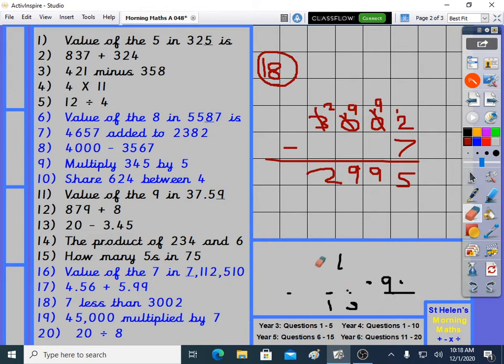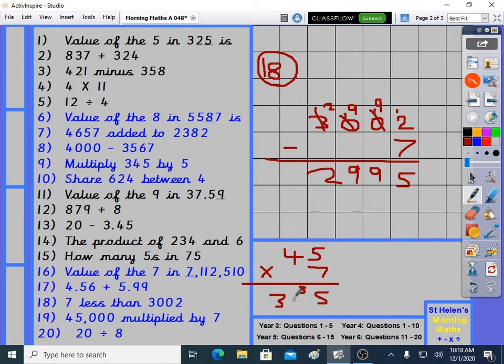On to question 19. 45,000 times 7. That is the same as 45 times 7, and then we put 1,000 on the end, because it's 45,000 multiplied by 7. So I'm going to cheat a little bit. Is it called cheating? I'm going to do a shorter version by getting 45 times 7 is 315, and then say, well, of course, it's 315,000, and 1,000 is shown by 3 zeros. So the answer is 315,000.